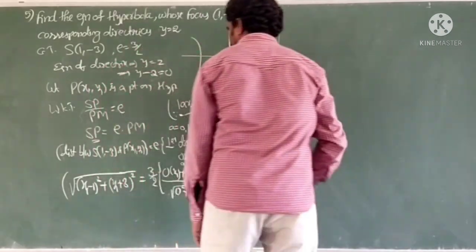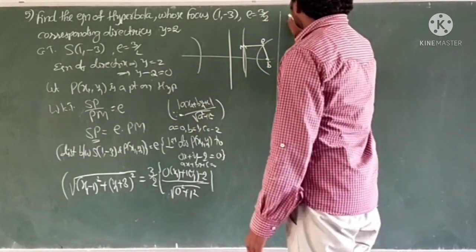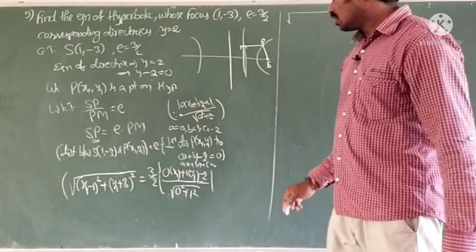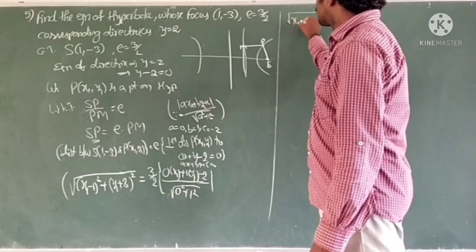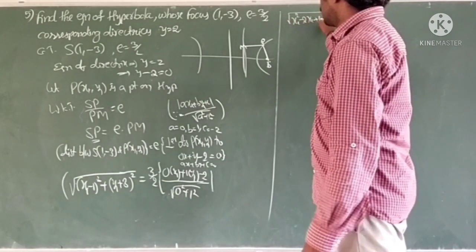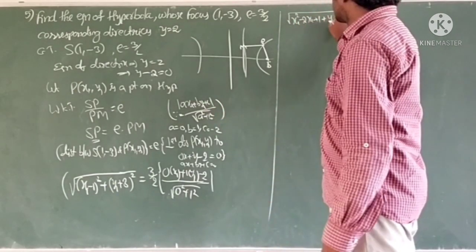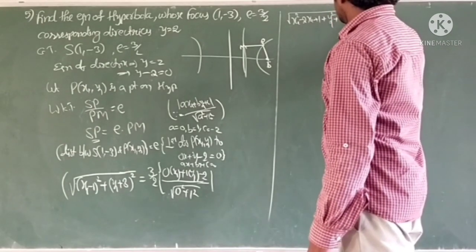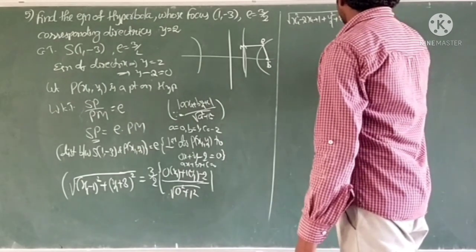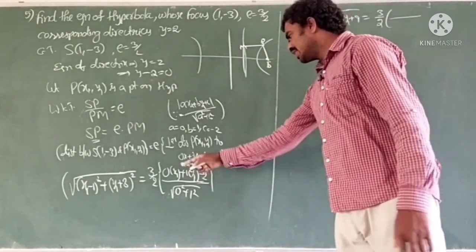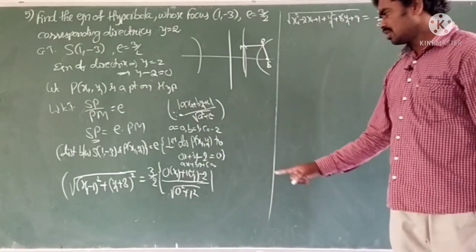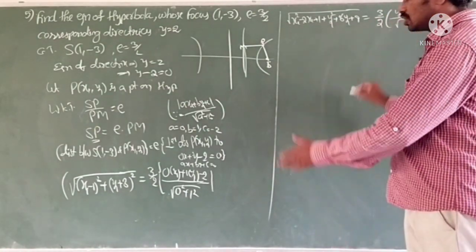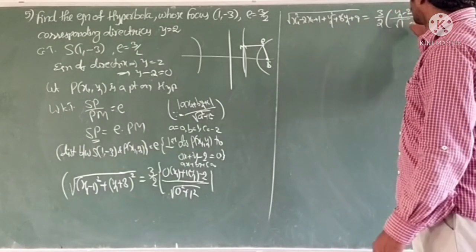SPM. So, root over (x1 minus 1) whole square means x1 square minus 2x1 plus 1, plus (y1 plus 3) whole square means y1 square plus 6y1 plus 9, is equal to 3 by 2 into 0 into x1 means 0 only, 1 into y1 means y1 minus 2, by root 0 square means 0, 1 square means 1, root 1.